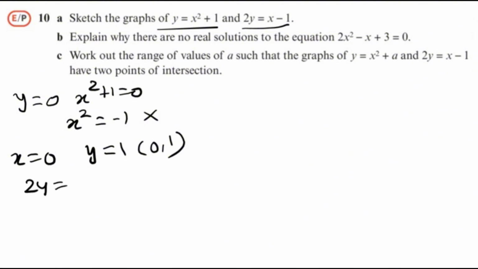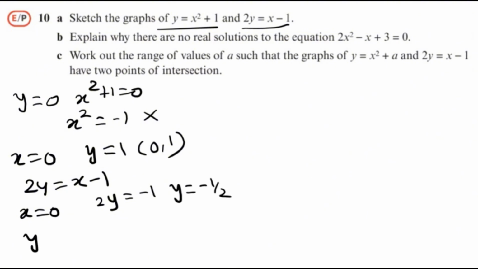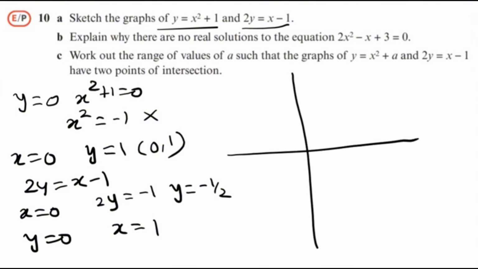Another function, 2y is equal to x minus 1. Substitute x is equal to 0. That will give you 2y is equal to minus 1 and y is equal to minus 1 over 2. When you substitute y is equal to 0, you are getting x is equal to 1. Okay. Now let's sketch the graph. This is our x-axis, this is our y-axis. Now, for this graph, we have only the y-intercept, which is 0, 1. So suppose this is my y. So this graph looks like this.